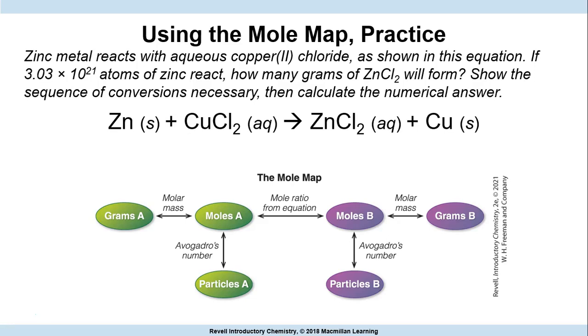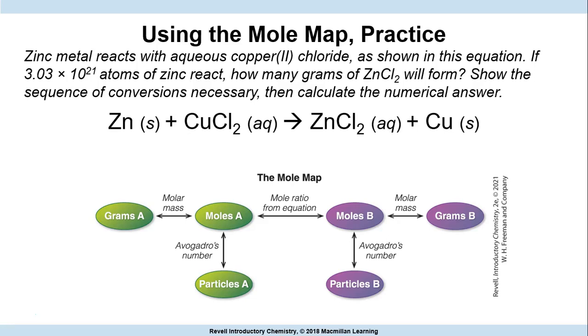To move from atoms of zinc to grams of zinc chloride, we first of all pass through Avogadro's number to move from atoms of zinc to moles of zinc. That is the first thing. Then we move from moles of zinc and use the balanced equation to move to moles of zinc chloride. Then from the moles of zinc chloride, we are going to use the molar mass of zinc chloride to convert to grams of zinc chloride.